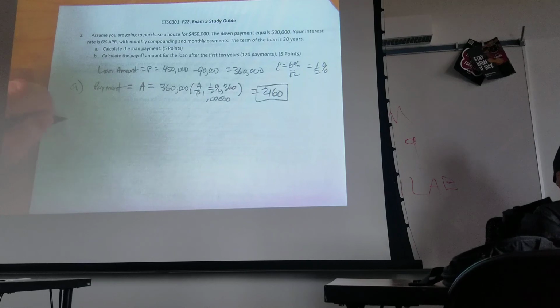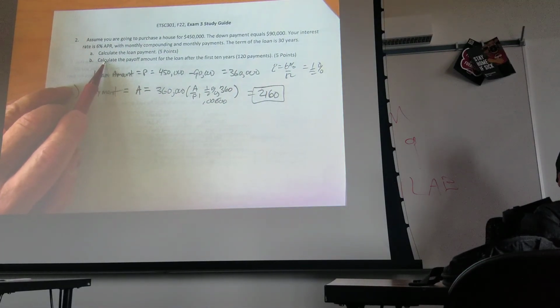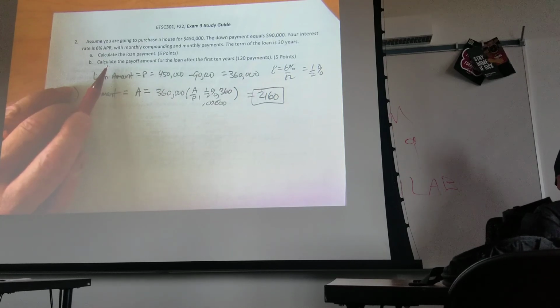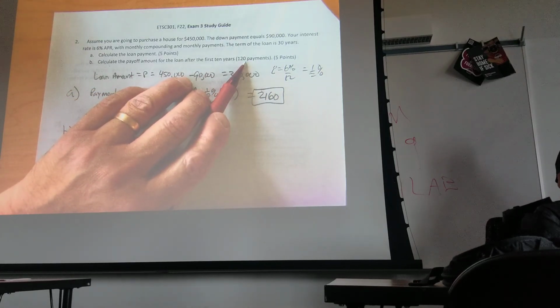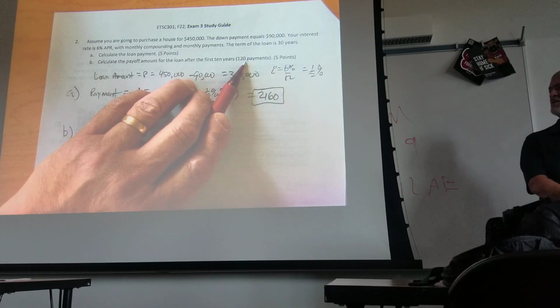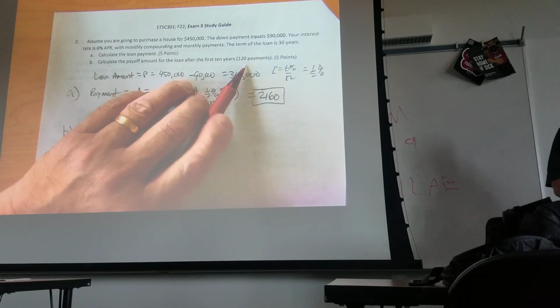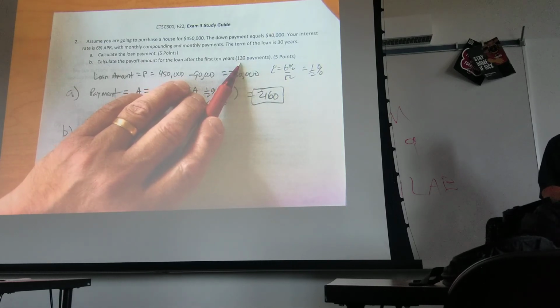Okay, part B. Does anybody remember how far back that was, 2 or 3 weeks ago when we talked about this. Calculate the payoff amount for the loan after 10 years. How do you figure that out? You could build a table, you'd be there all day, right? But unless you have Excel, then it would take a few minutes, but there's a quick way. Nobody remembers. This is the present value of the remaining payments.